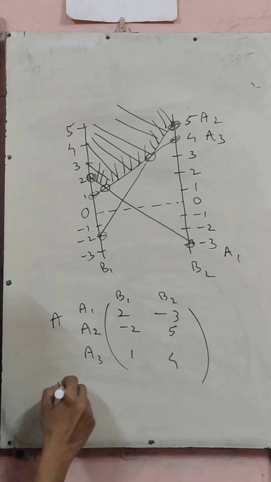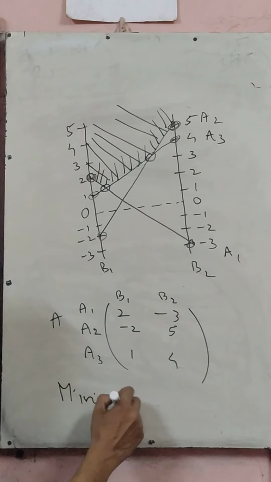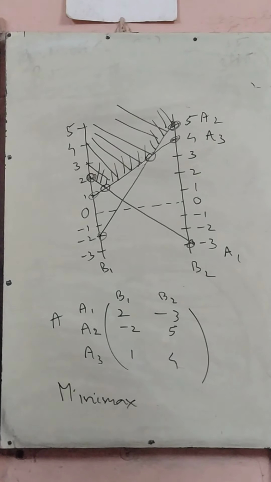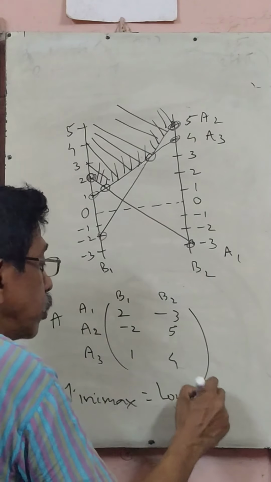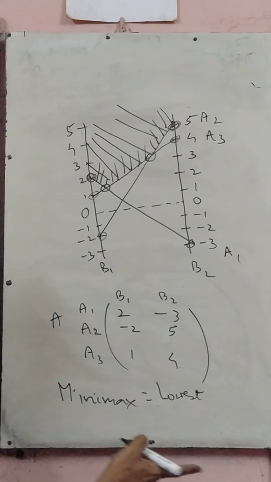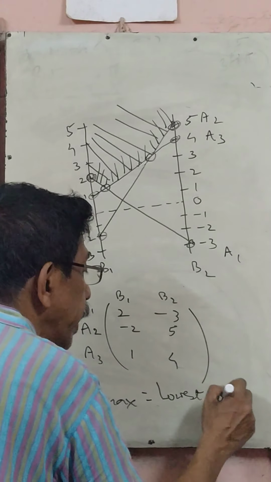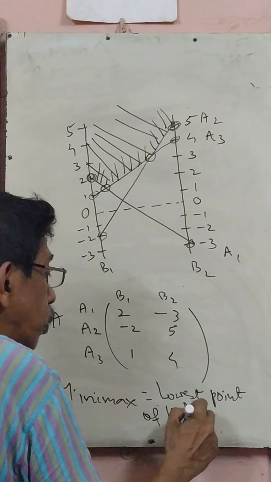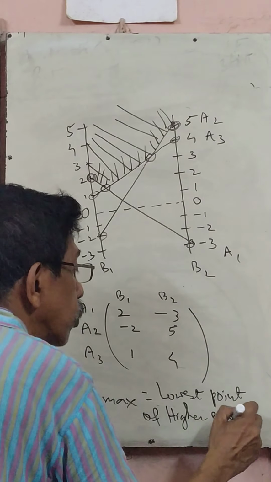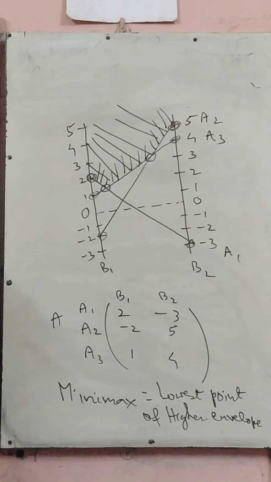So it is minimax. I told you this is the minimax concept. That means minimum, that is the lowest point. In the previous case I told you the highest point of the lower envelope. Now it is the lowest point of the higher common region or envelope, we can say. The common region is technically called the enveloping portion, covering portion.